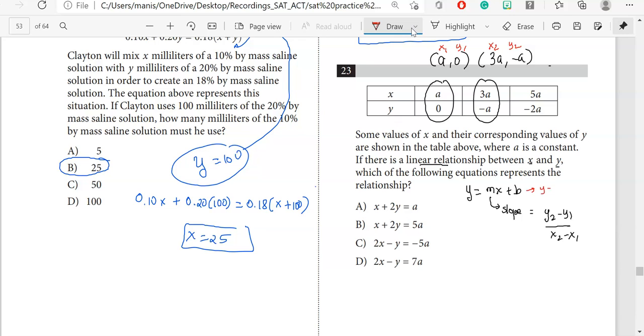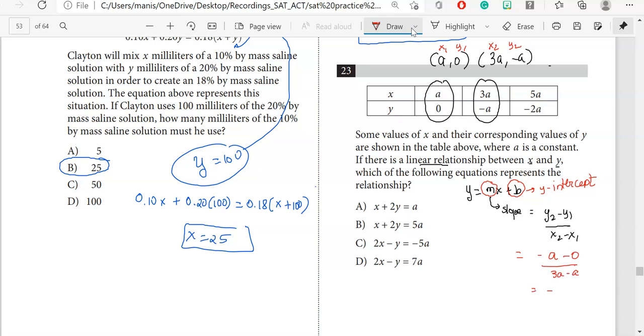B is my y-intercept. What is y-intercept? Value of y when x is 0. So let me first of all find this m. What I will do is I will find the value of m, I will find the value of b from this table, and I will substitute over here, and then I will simplify to find any of these answers over here. So y2 is my negative a, so negative a minus 0, x2 is 3a minus a.